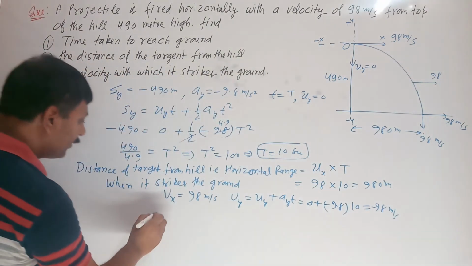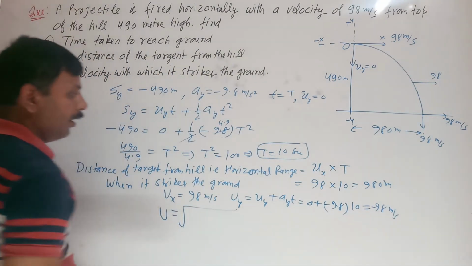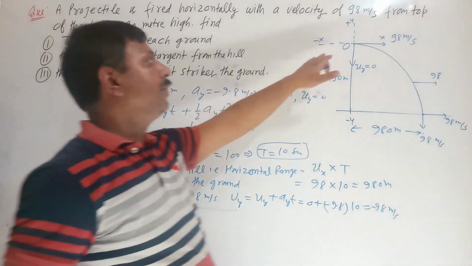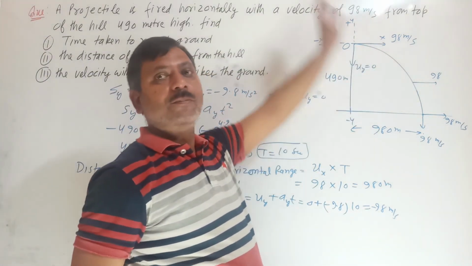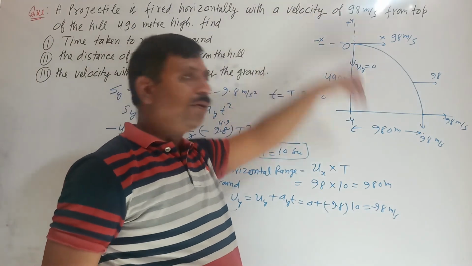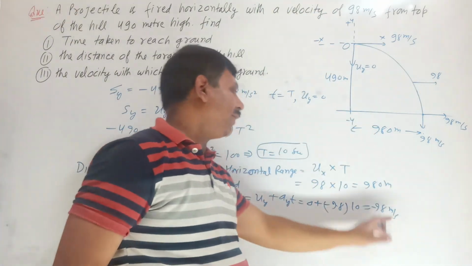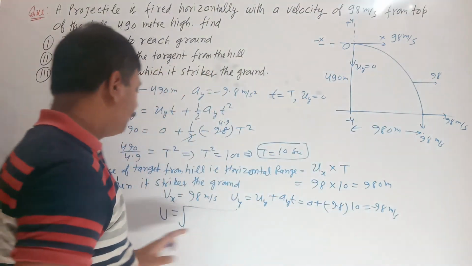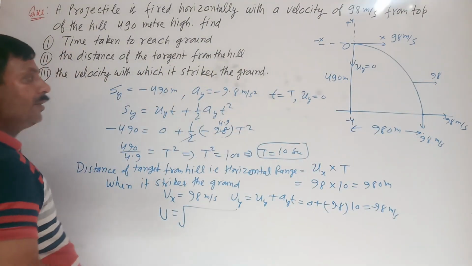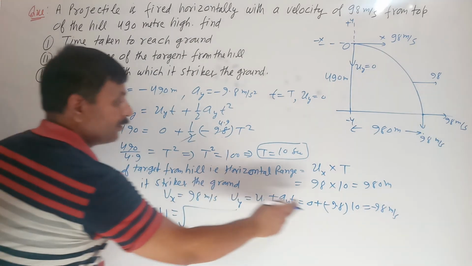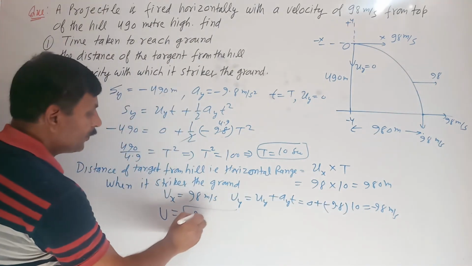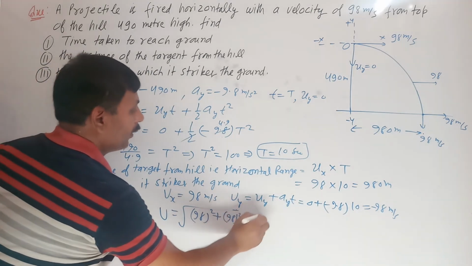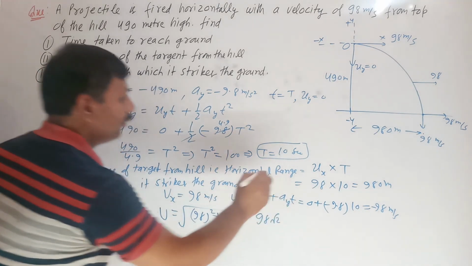The negative sign indicates only downward, because I have taken upward as positive and downward as negative. The minus sign indicates that the vertical component of velocity will be downward. So what will be the resultant velocity when it strikes the ground? Vx and Vy we know, so the square root of Vx square plus Vy square comes to 98 root 2.